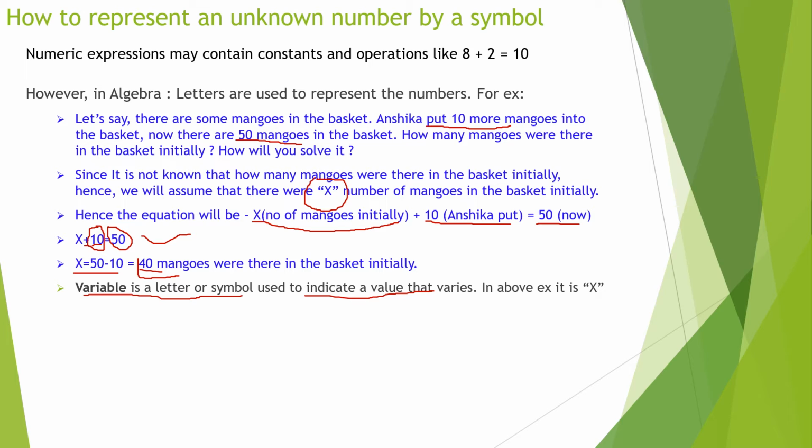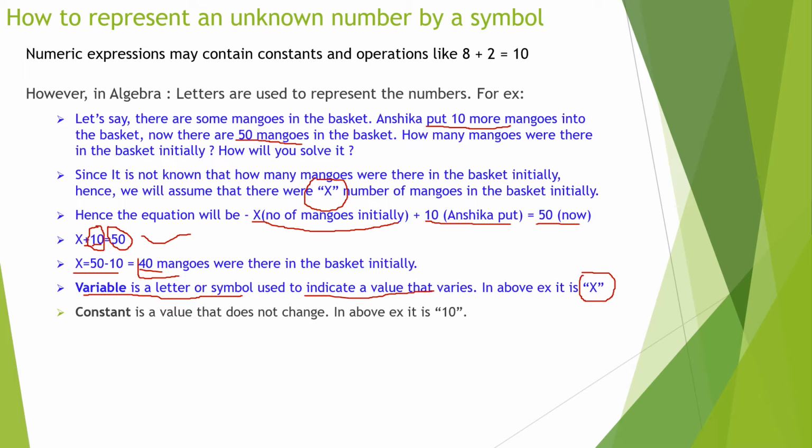10 will always be 10, 20 will always be 20, 50 will always be 50, but in place of a variable we can put any value. So this is the difference between a variable and a constant. This is the definition for variable: a variable is a letter or symbol used to indicate a value that varies. In the above example, what is the variable? X is the variable.